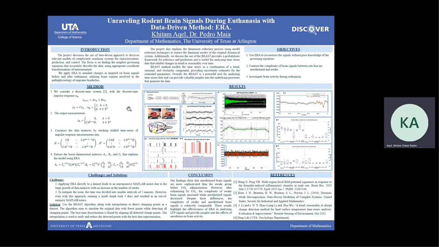In the method, we consider the following system with the following impulse function response, with output measurements yk. The most important part of the method is to construct the Hankel matrix H. The Hankel matrix uses a specific number of stacks. This is important because the number of stacks is equivalent to the signal's complexity, and the more complicated the signals are, the larger the Hankel matrix needs to be. And by constructing the Hankel matrix, we can produce lower dimensional matrices AR, BR, and CR that explain our model.